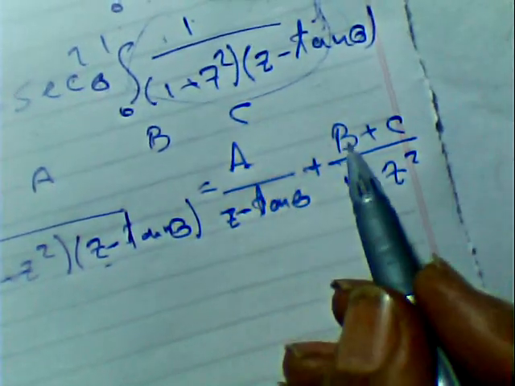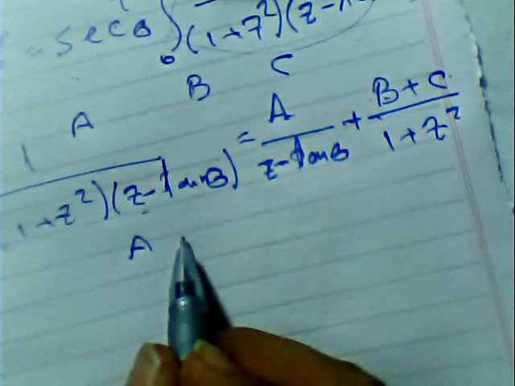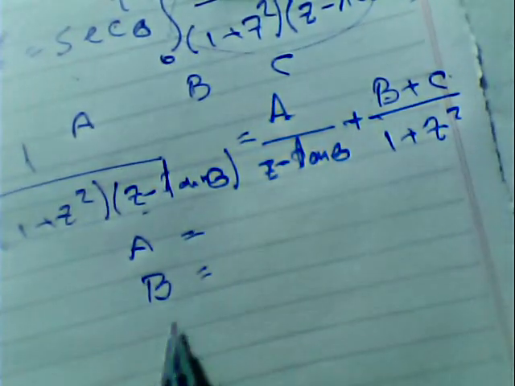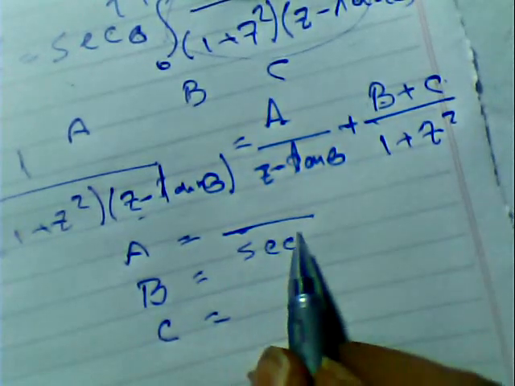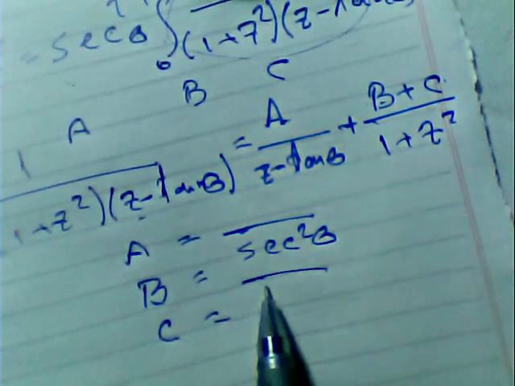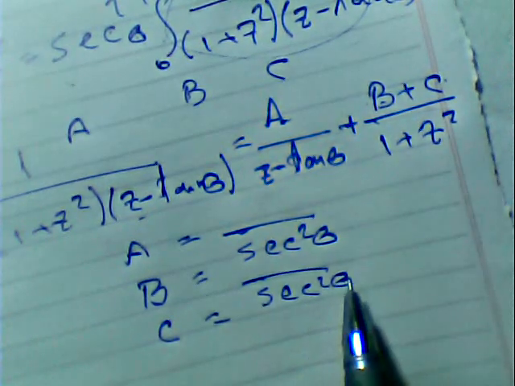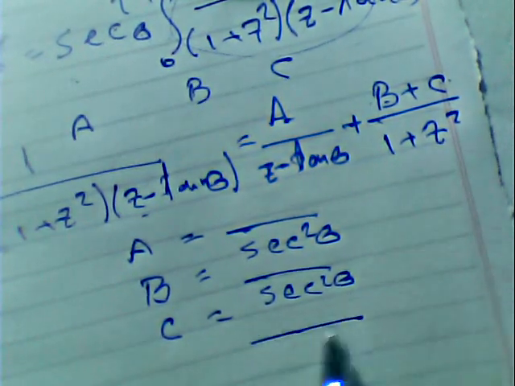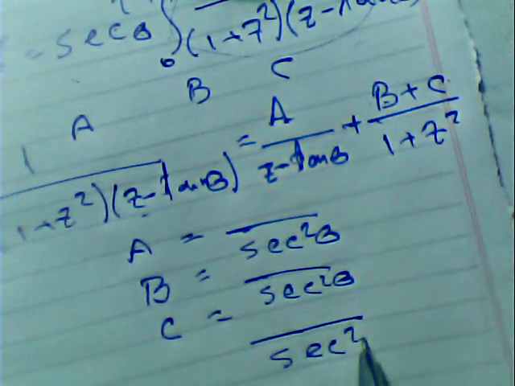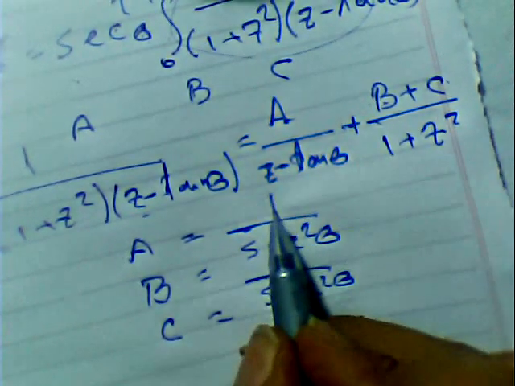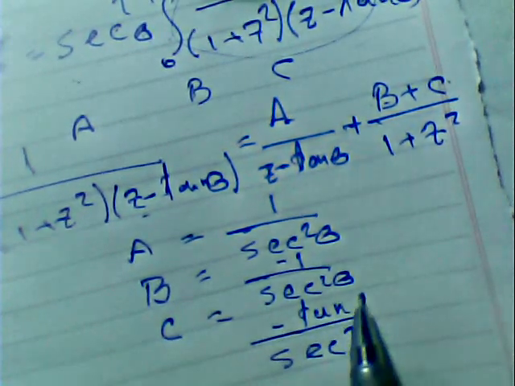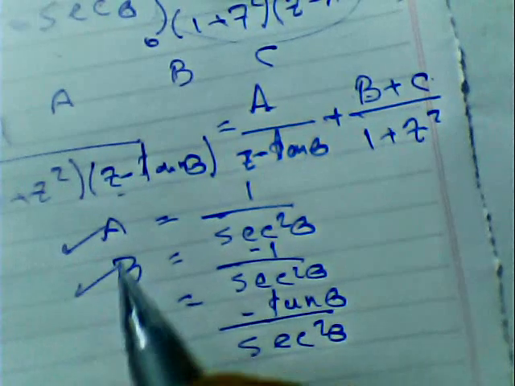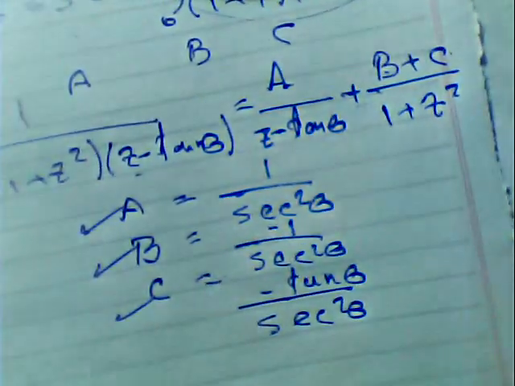Then what about a, b, c? Then a equal, b equal, c equal, all over sec squared theta. We discover this is sec squared theta, and this also is sec squared theta. But this is 1 minus 1, and this is minus tan theta. Okay, this is a, b, c. We can replace this here to get the integral.